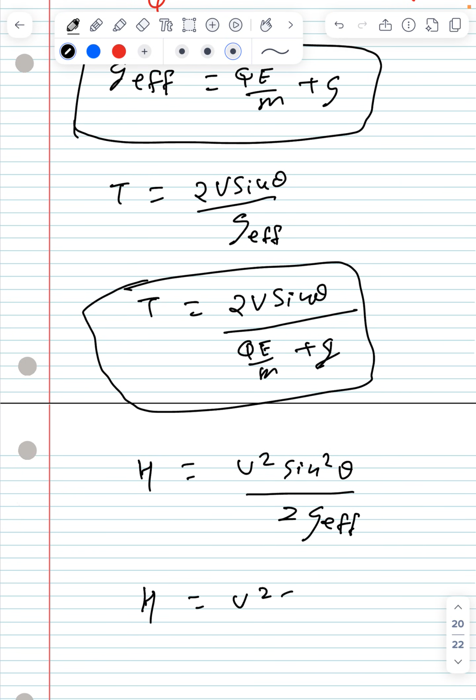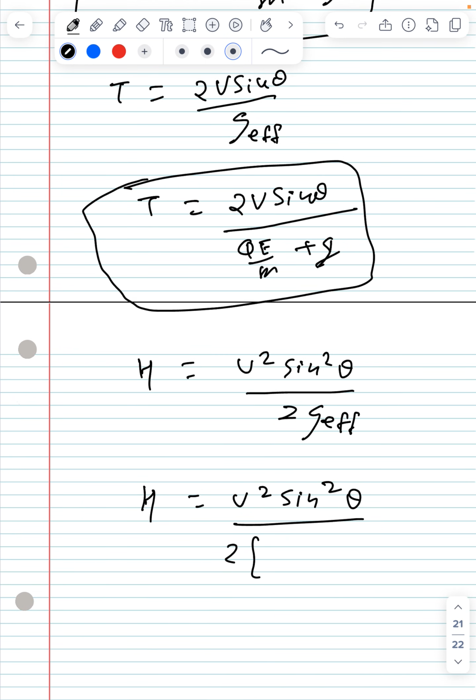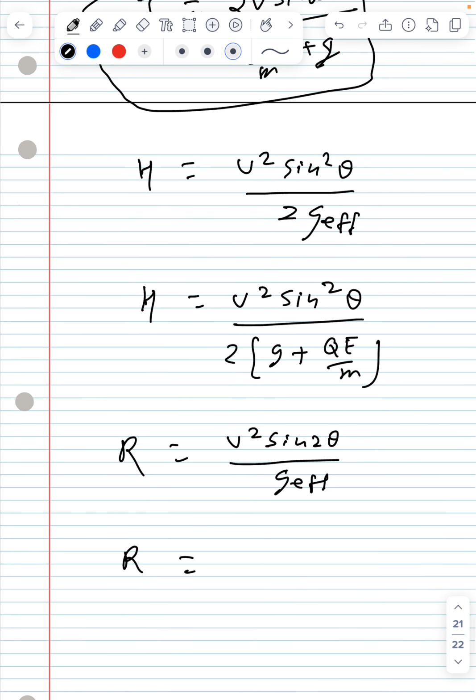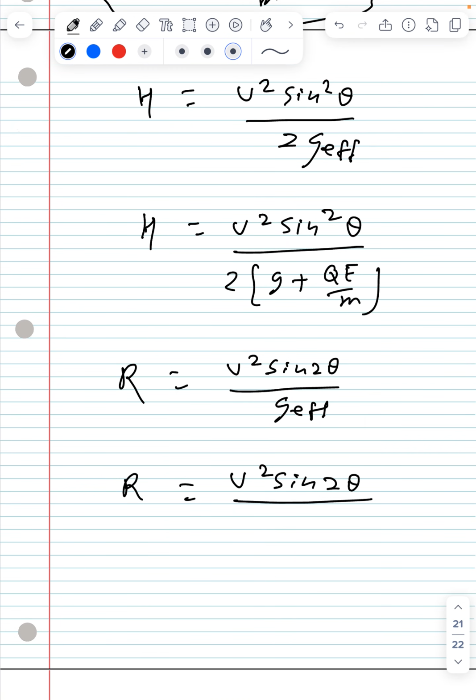For the next calculation, the height of the projectile, this is the height, right. The basic formula of the height of a projectile is u square sin square theta divided by 2g, not only g, using g effective, so h equal to u square sin square theta divided by 2 bracket g plus QE divided by m.